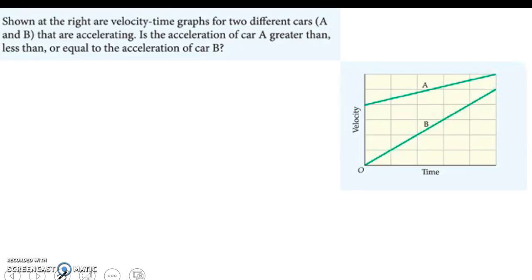So here's velocity time graphs for two different cars. They're both accelerating because we have a positive slope. Is the acceleration of car A greater than, less than, or equal to that of car B? Well, we can just eyeball it and see that A has less slope than B. Therefore, A is not accelerating more than B. But an important point to make here is A is still going faster than B at the end of our graph. It has a greater velocity. It's just B is catching up because B is definitely accelerating faster.